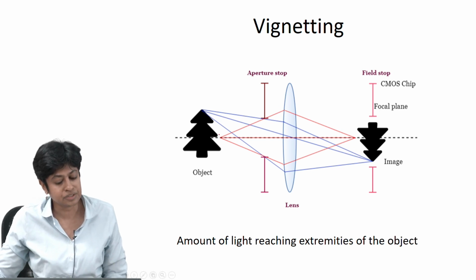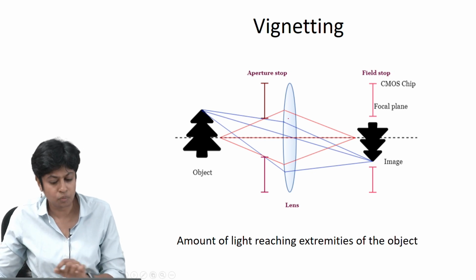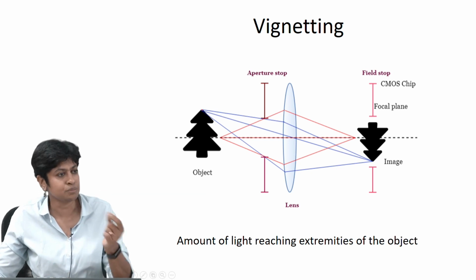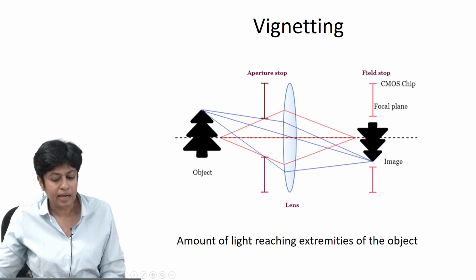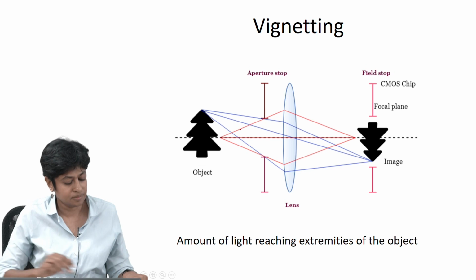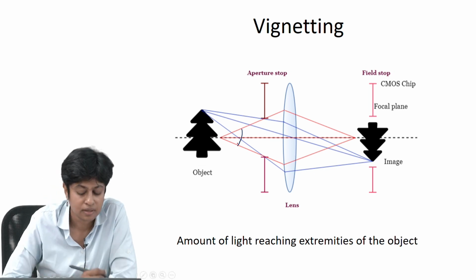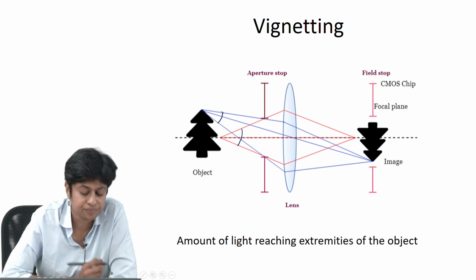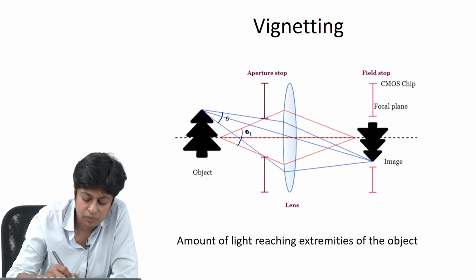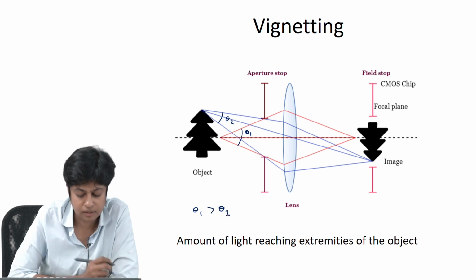A set of rays are being traced from an on-axis object point, those are the ones in red, and another set of rays are being traced from one of the extremes of the object. And you can see that the angle between this set of rays and the angle over here, this angle, let's call this theta 1 and theta 2, theta 1 is larger than theta 2.